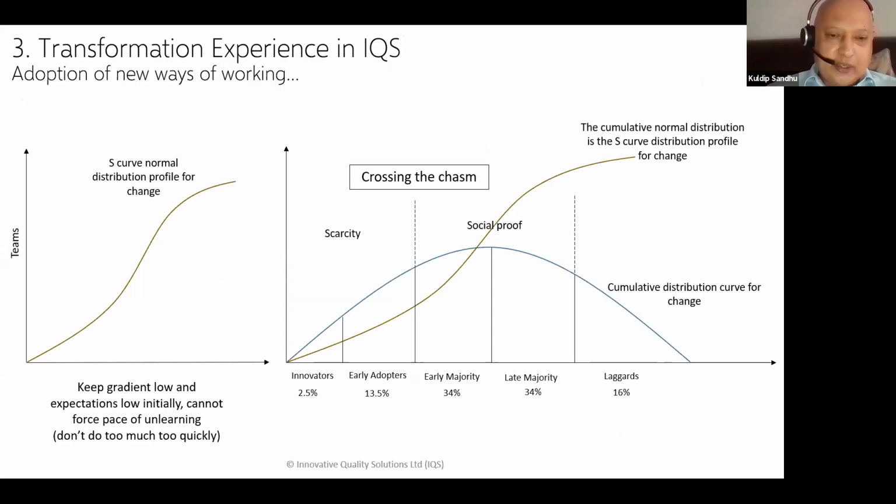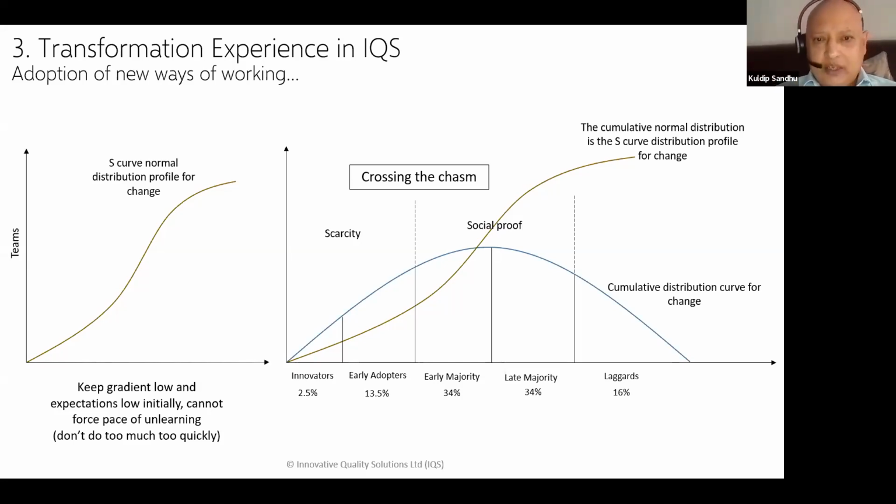What we typically see, and I think the lesson that we've learned, is that you've got to keep the initial change gradient low and keep the expectations relatively low at the beginning, because if you force the pace of change, it's very difficult for staff and members to unlearn things. And by accelerating that change in initial pace, it's difficult for people to understand new ways of working and actually embrace the change.